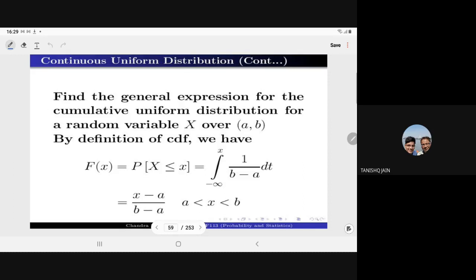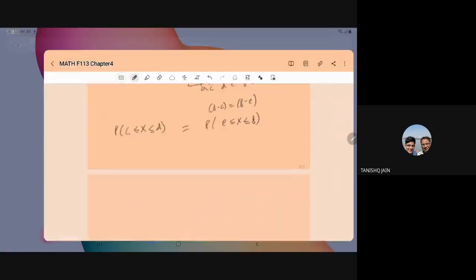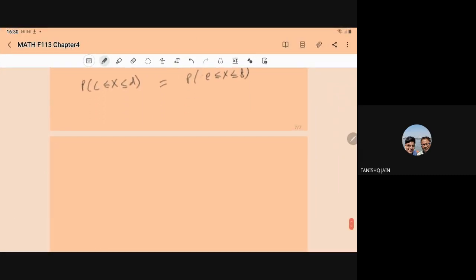Then after, find the general expression for the cumulative distribution of the uniform distribution for a random variable x over interval a comma b. So now you have to compute the CDF. So CDF, what is the basic formula? Fx is equal to minus infinity to x fx into dx. That is the basic formula for the CDF. And fx is what? It is 1 upon b minus a for the range of x from a to b, elsewhere it is 0.